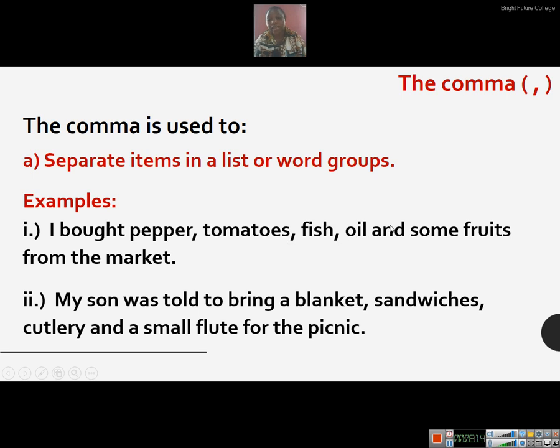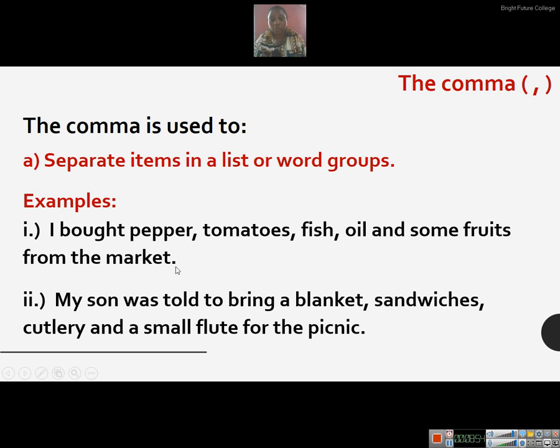Now after oil, there is no comma because I have used a conjunction there. I have used the conjunction and, so there is no point using the comma again. Remember that a conjunction joins two words or phrases together. So I've already used and to join the fruit to other items on the list. So I bought pepper, tomatoes, fish, oil, and some fruits from the market.